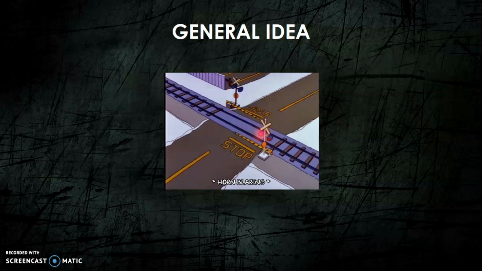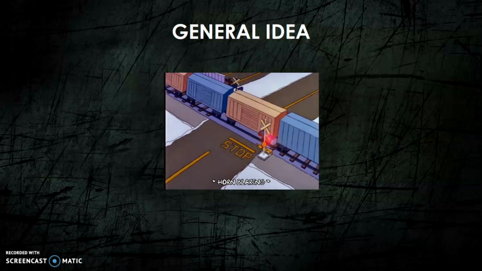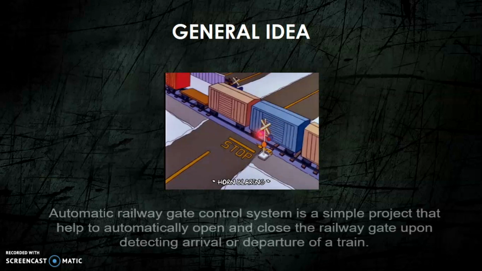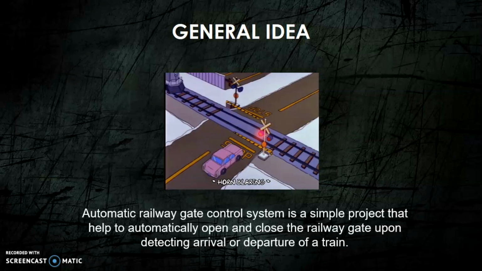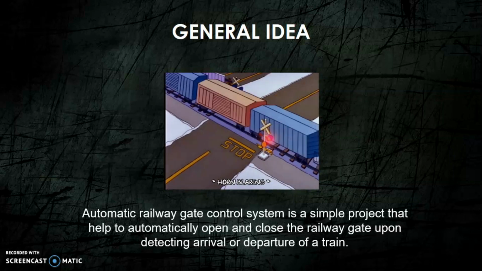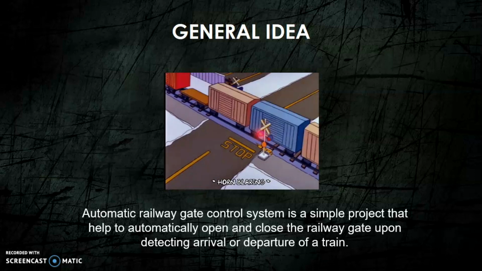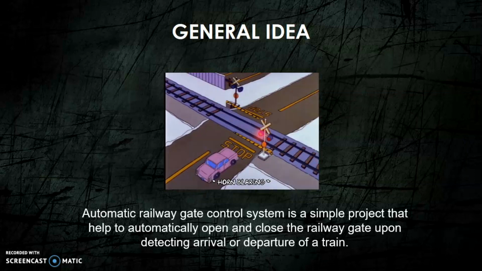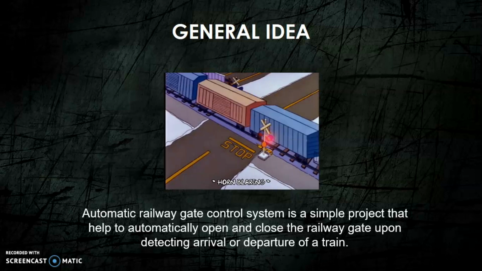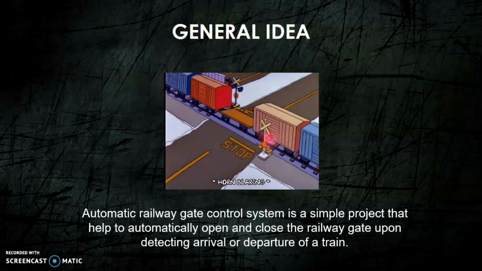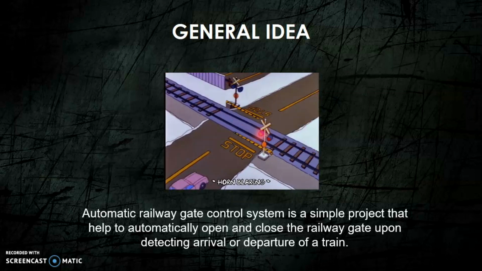To avoid human intervention at level crossings completely, we need to automate the process of railway gate control. So, this automatic railway gate control system is a simple but very useful project that helps to automatically open and close the railway gate upon detecting the arrival or departure of the train.